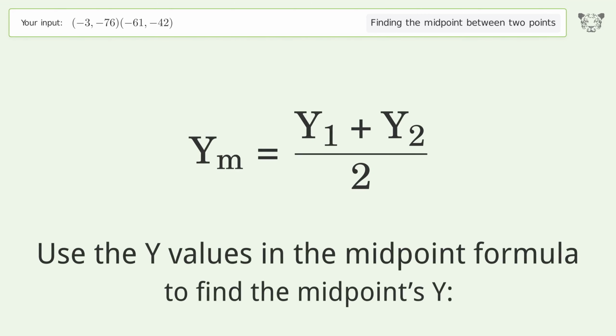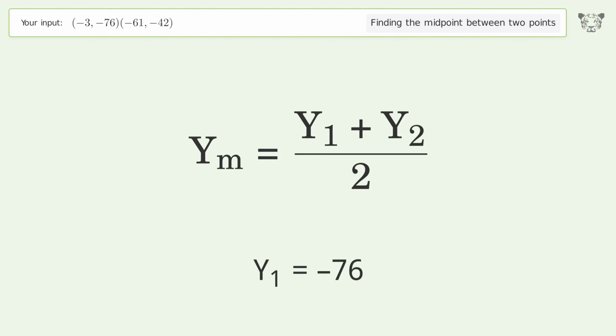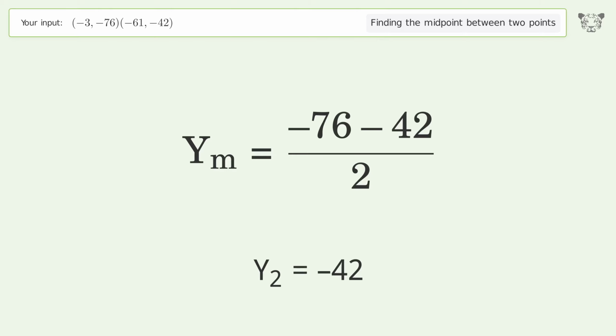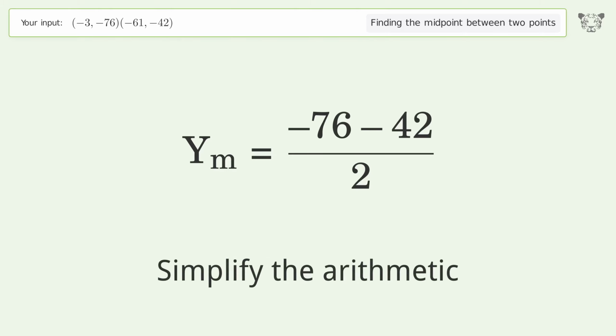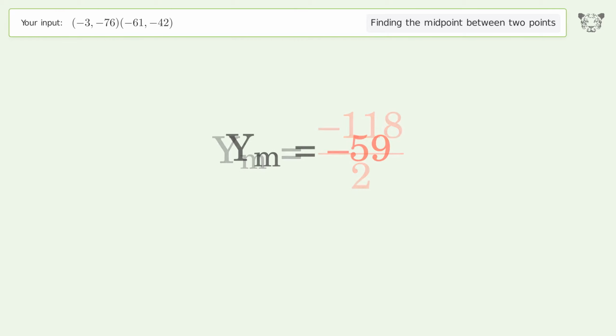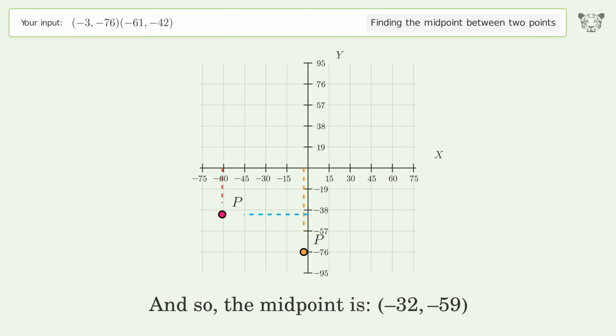Use the y values in the midpoint formula to find the midpoints y. y1 equals -76. y2 equals -42. Simplify the arithmetic. And so, the midpoint is -32, -59.